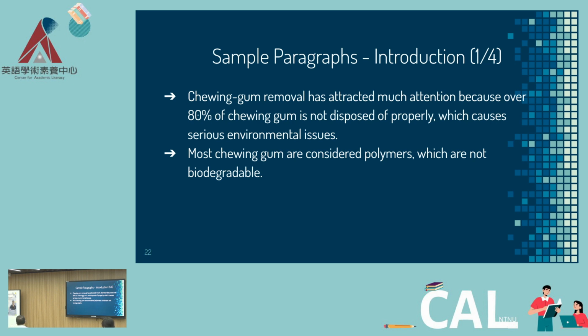So would you please read the second one for us? Most chewing gum are considered polymers, which are not biodegradable. Okay, thank you. So usually when you want to talk about a topic, if you want to make sure they are on the same page, you'll give a definition. So here we are talking about some kind of chewing gum, and they are considered polymers and not biodegradable, so that there are environmental issues, right?